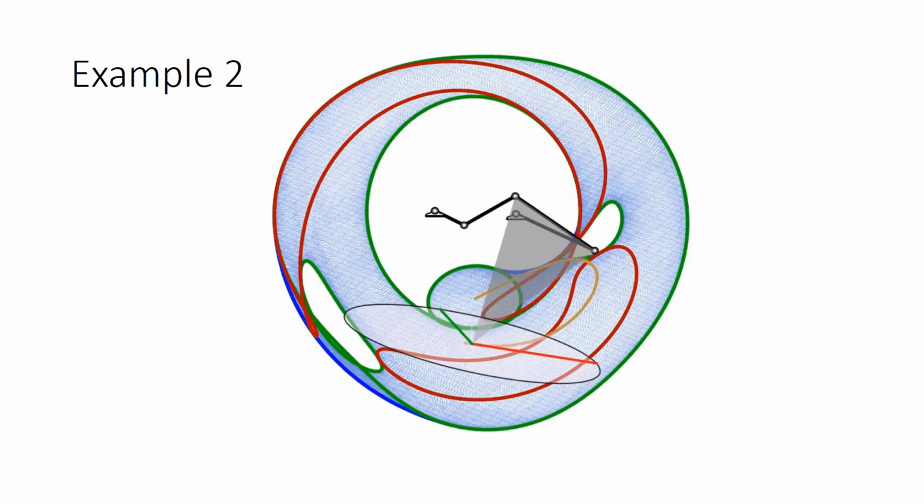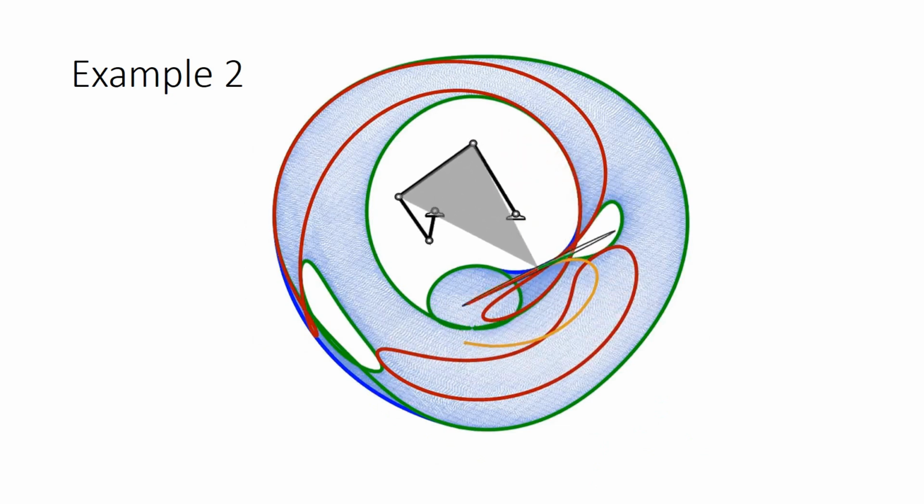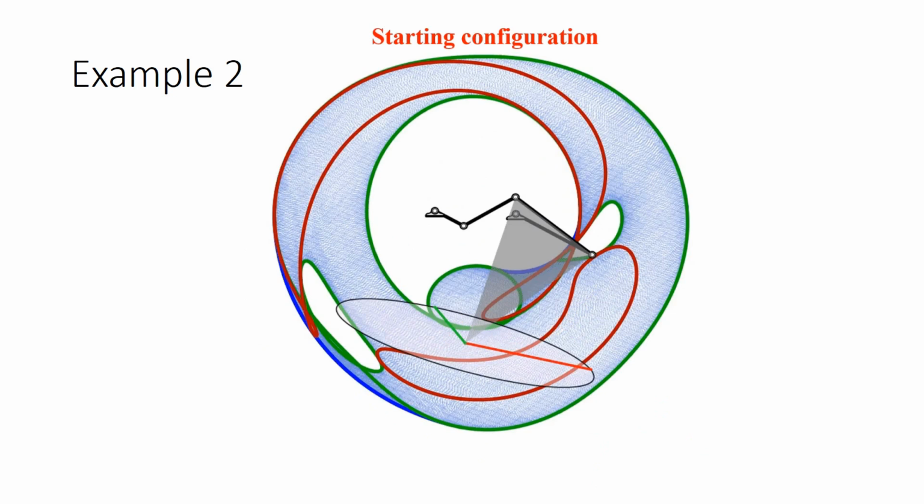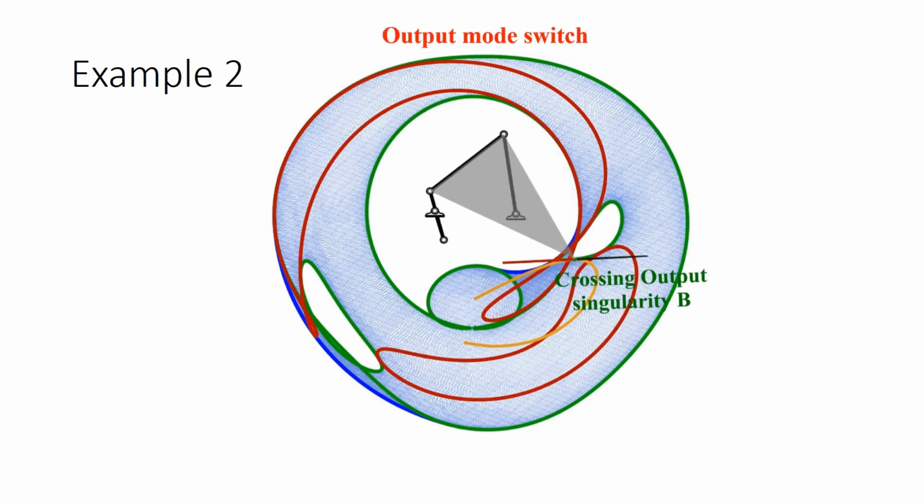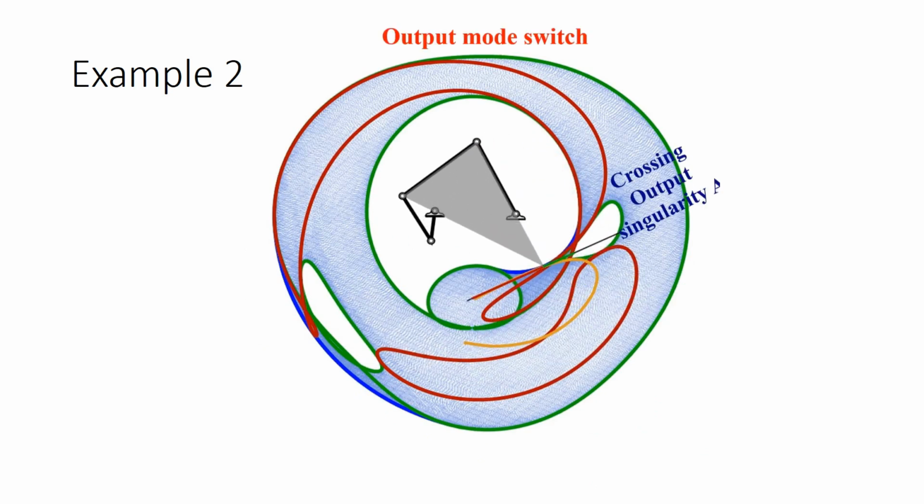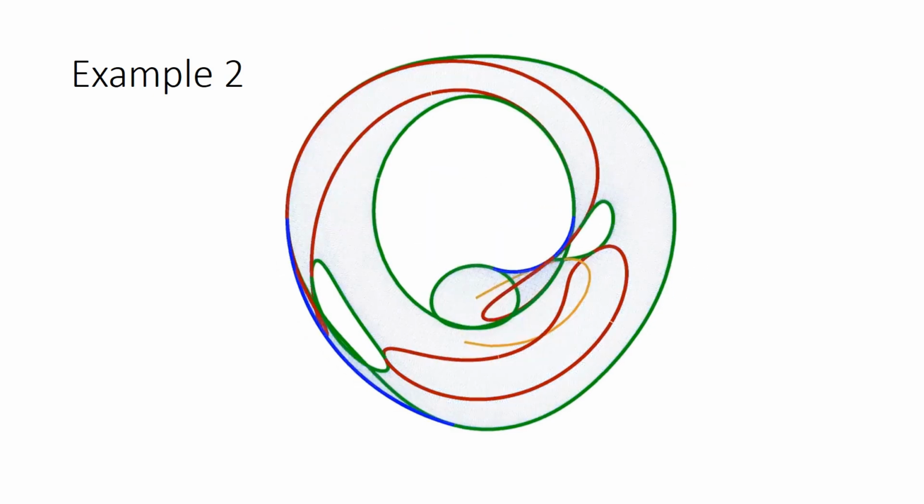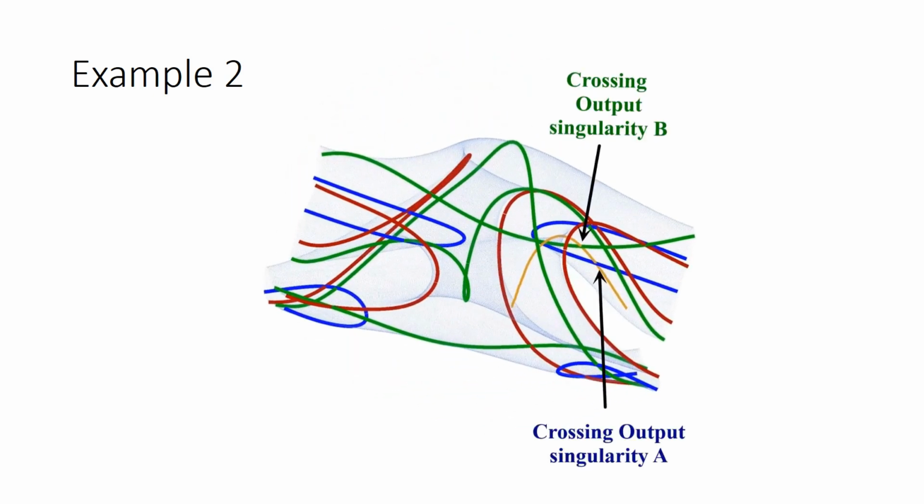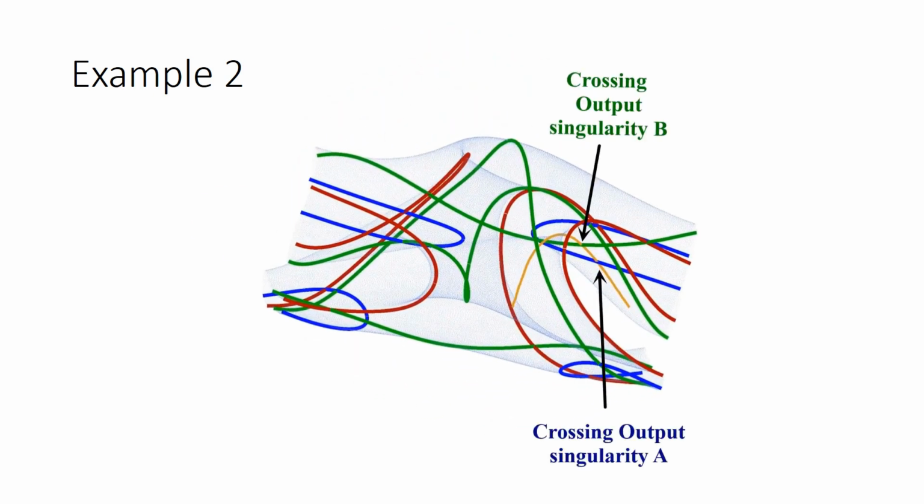Our second example 5-bar displays interesting output singularities that form a loop-to-loop. In one output mode, this workspace bound acts as a ceiling, and in another, it acts as a floor. Once again, to move between these 2 output modes involves crossing 2 output singularities.